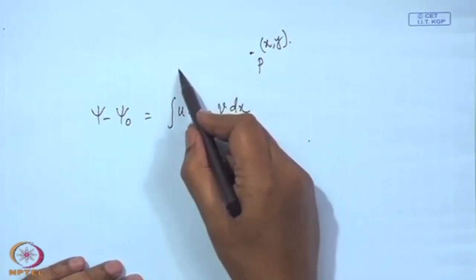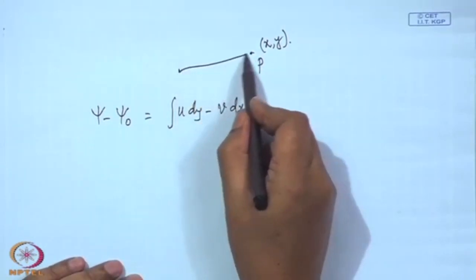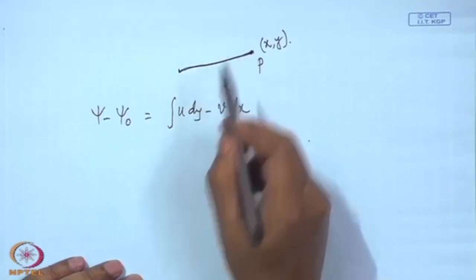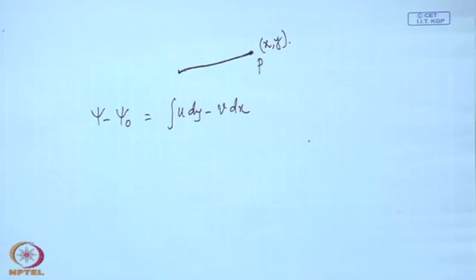Along any arbitrary path, let us say along an arbitrary path O to P, the integration is carried out. Now, looking at this integration u dy minus v dx, can you say what it implies? What is the meaning of that integration u dy minus v dx?